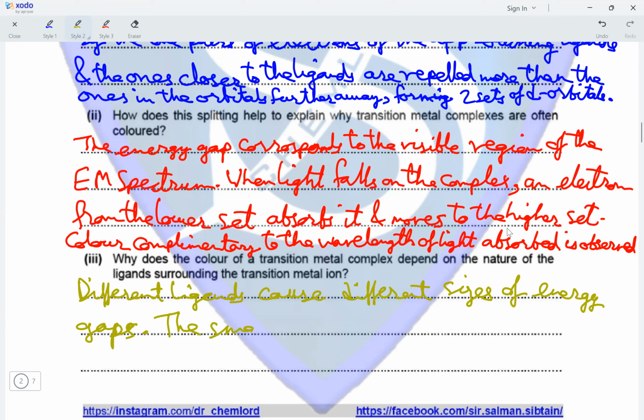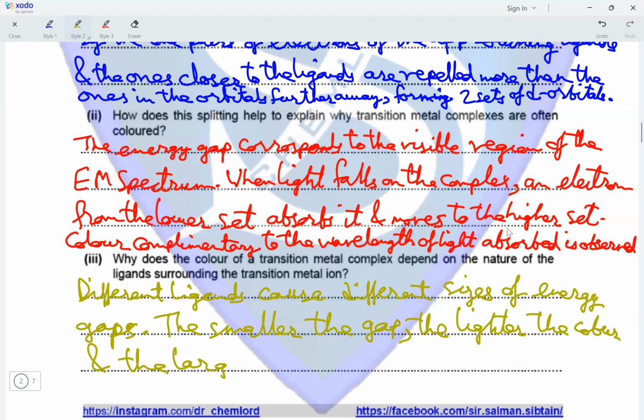The smaller the gap, the lighter the color, and the larger the gap, the deeper the color observed. And that is how colors of transition metal ions are dependent on the ligands which bind to them.